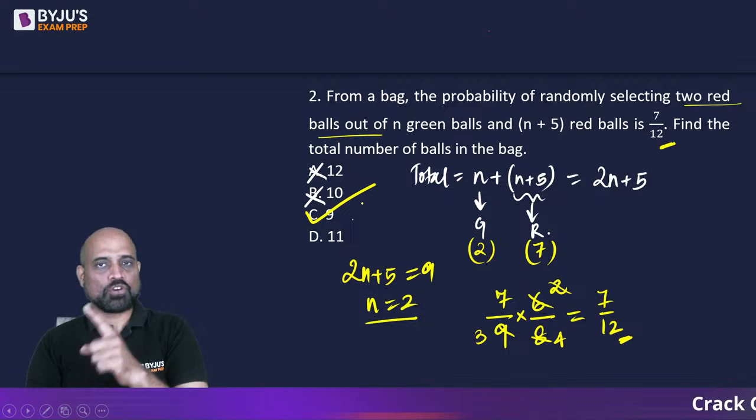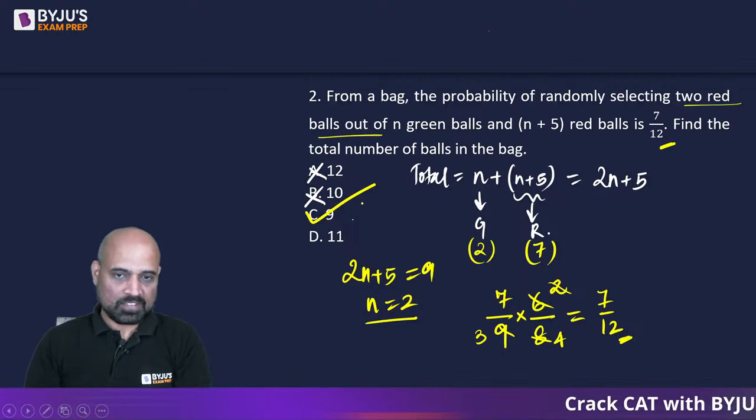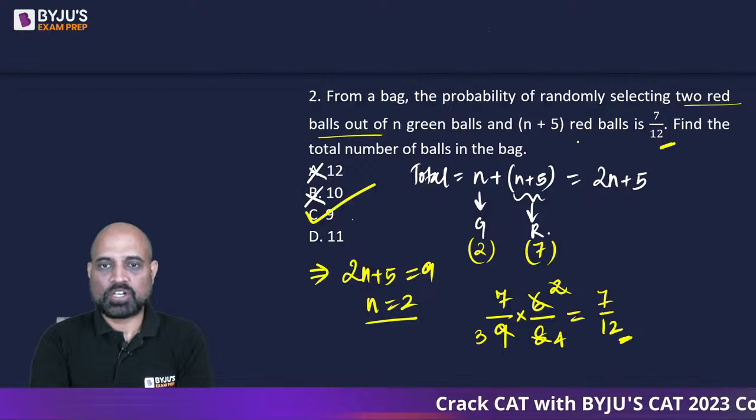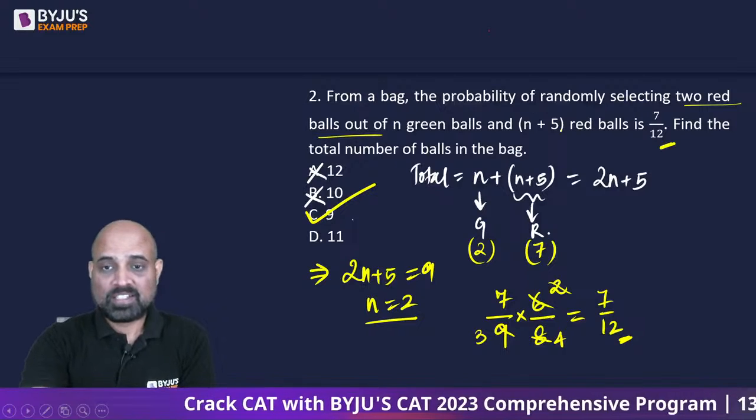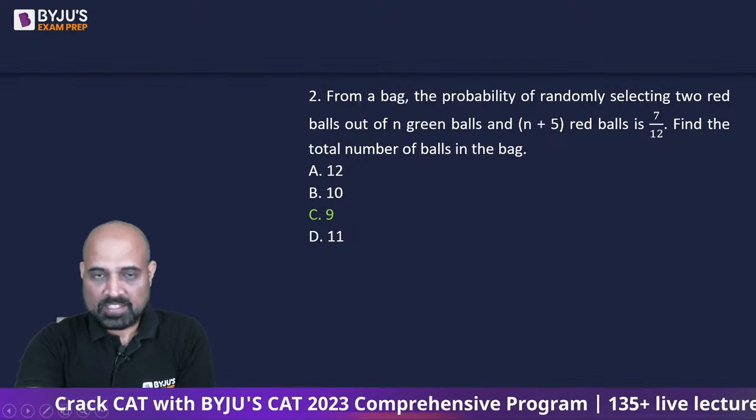If this would not have matched, then we would have taken D as the answer. So my mistake, the total number of balls is given as the options and not just the red ones. Okay, 9 is the answer.